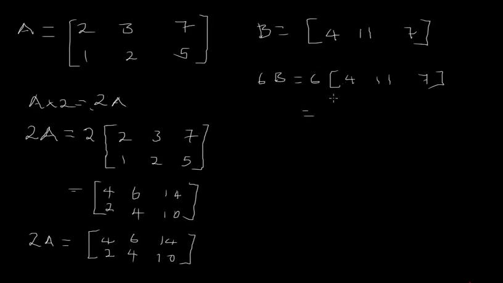6 multiplied by 4 gives you 24. 6 multiplied by 11 gives you 66. And 6 multiplied by 7 gives you 42. So did you get that? If you got that, then we can move on from this part of the video.